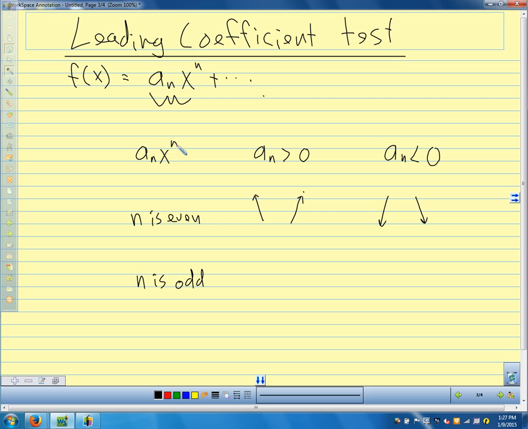If n is odd, our highest power on x is odd, and this number is positive, eventually it behaves like y equals x to the third. It does that. And if the highest power is odd and this number is negative, it does the opposite. Eventually it does this.